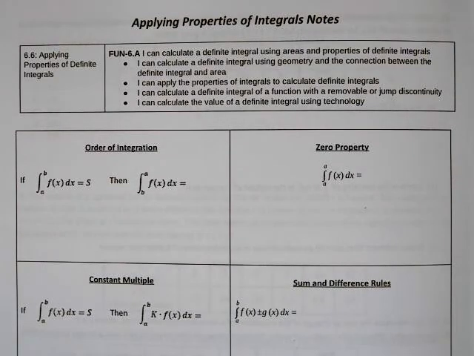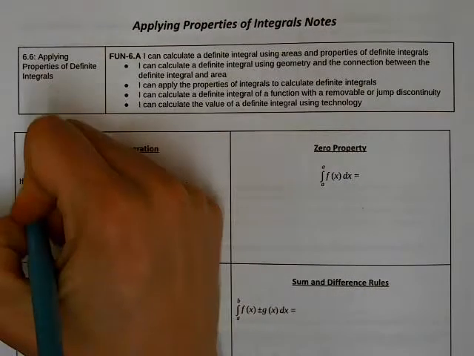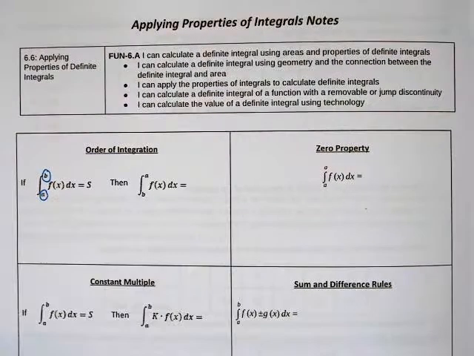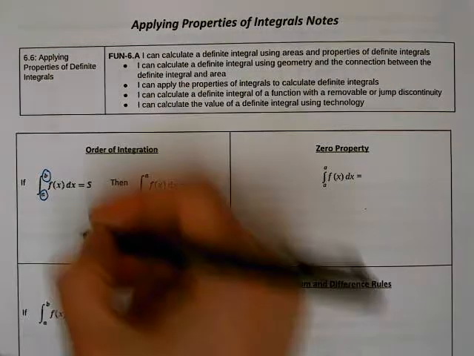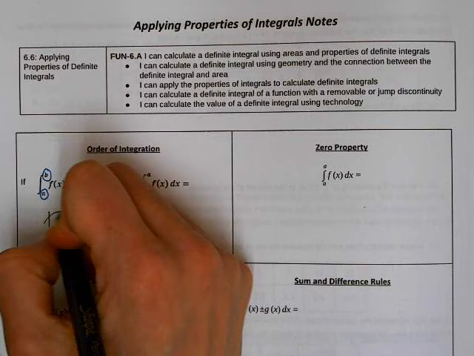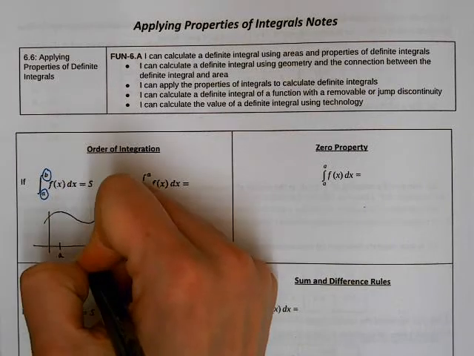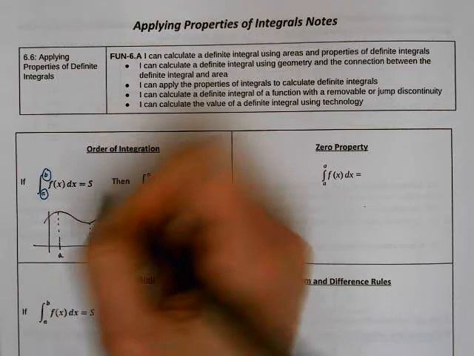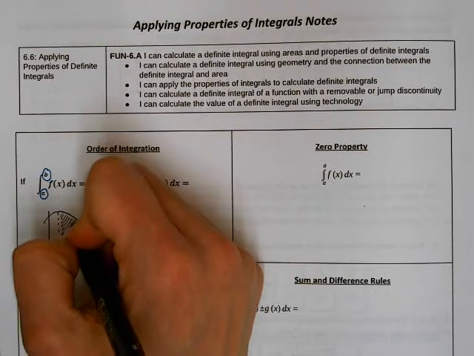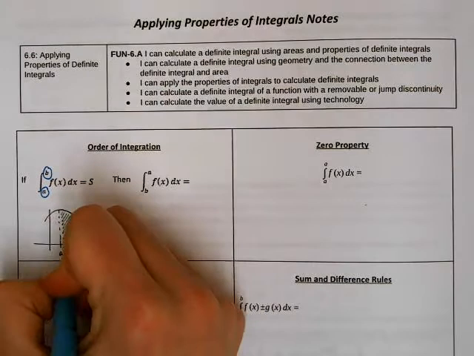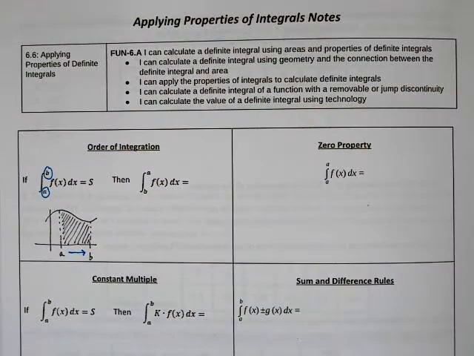The first one has to do with the order of integration. What I notice here is I'm integrating from a to b of my function f of x, and they're telling me that's equal to S. When I've got a picture, I know that the integral from a to b represents the area trapped between the curve and the x-axis over that interval. So if I'm going from a to b, they're calling that area S.